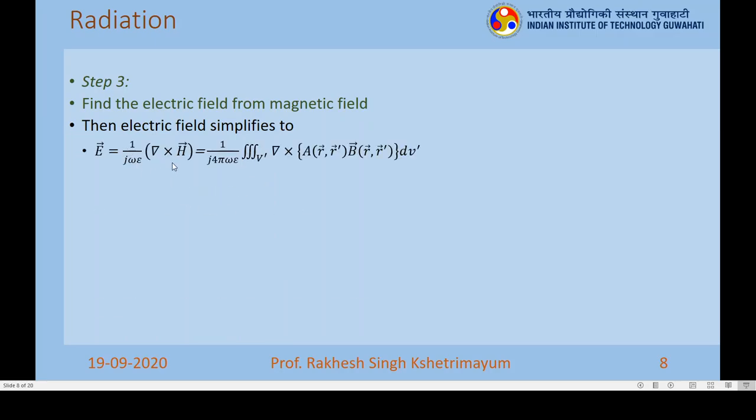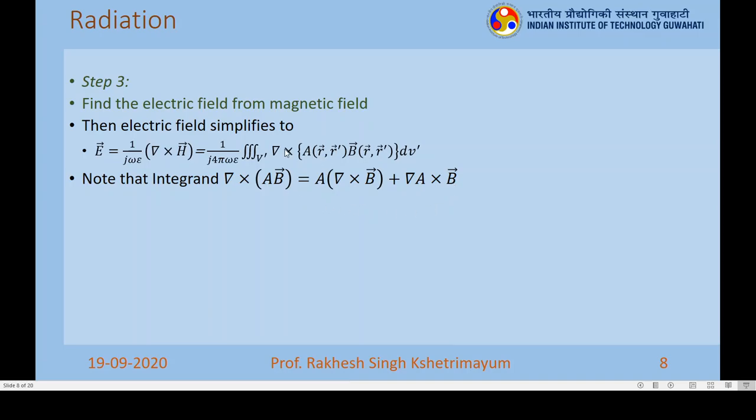So when I take curl of the magnetic field, this curl will operate on the integrand of the magnetic field, which is basically the product of a scalar quantity A with a vector quantity B. So this curl will operate on this product of a scalar quantity and vector quantity. We can apply the vector identity: curl of the product of a scalar quantity with a vector quantity is simply scalar quantity times curl of the vector quantity, plus gradient of the scalar quantity cross product with the vector quantity.